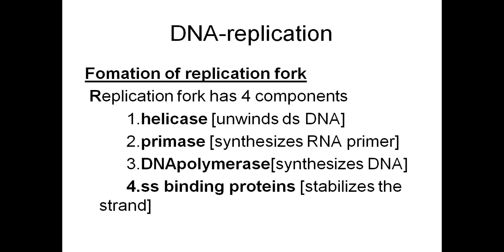So the replication fork consists of four components: helicase, primase, DNA polymerase, and SSBP, single strand binding proteins. So this helicase enzyme helps in unwinding of double strand DNA. Primase helps in synthesizing a short RNA primer. DNA polymerase helps in synthesis of DNA, and single stranded binding proteins help in stabilizing the replication fork, and they will not allow the re-annealing of double strand DNA.